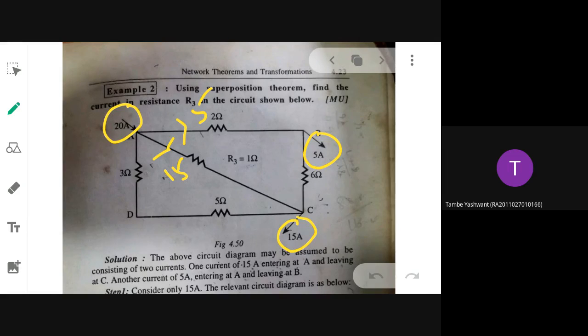In case 1, you can consider only the 15 ampere entering and leaving, so you can neglect the other 5 ampere and solve. In case 2, you should consider only the 5 ampere current, where you will be neglecting the 15 ampere current. Understood? All understood? No, ma'am.